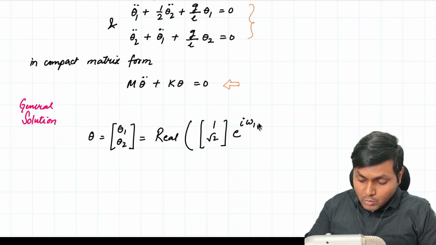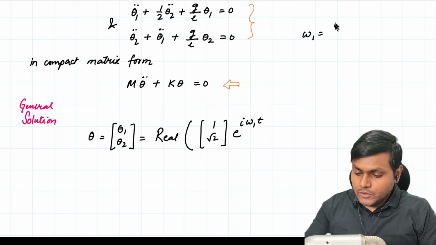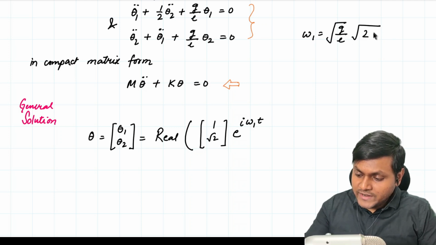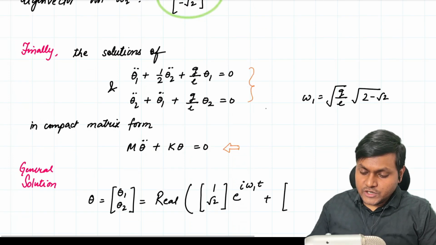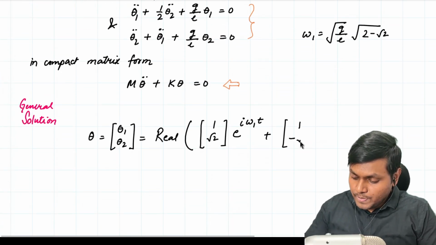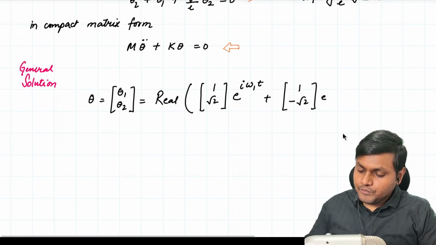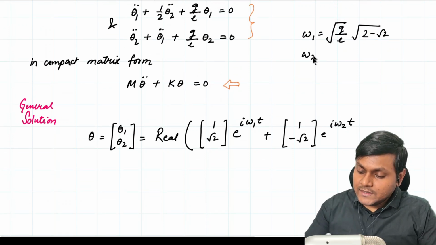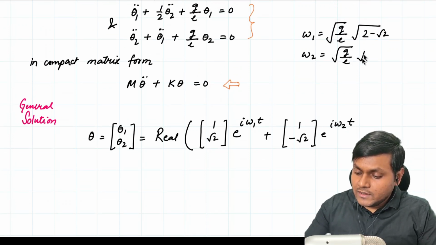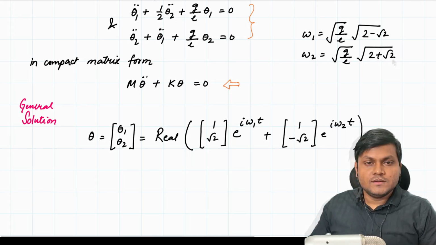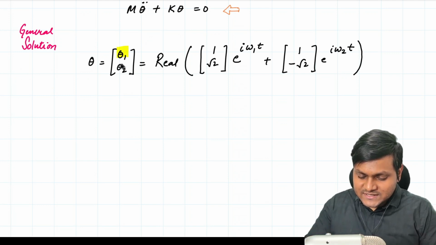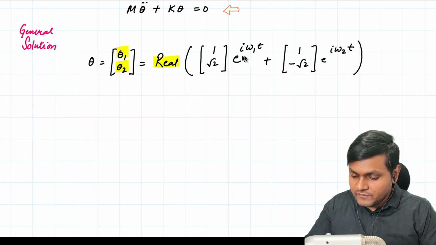So this is e to the power i omega 1 t, where omega 1 is equal to root over g upon L times root over 2 minus root 2, I think. And the second is the eigenvector corresponding to omega 2, which is 1, minus root 2, e to the power i omega 2 t, where omega 2 is the eigenvalue, which is g upon L root over 2 plus root 2. That's it. We have obtained the general solution for theta 1 and theta 2, and I can write the solutions for theta 1 and theta 2 separately, but I can also take the real component of this exponential term, right?